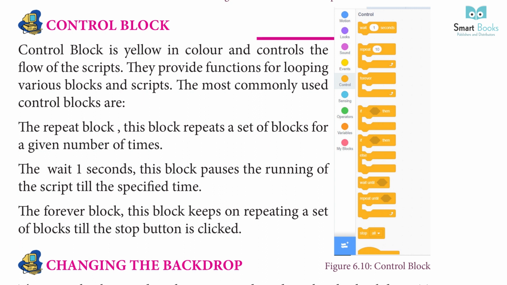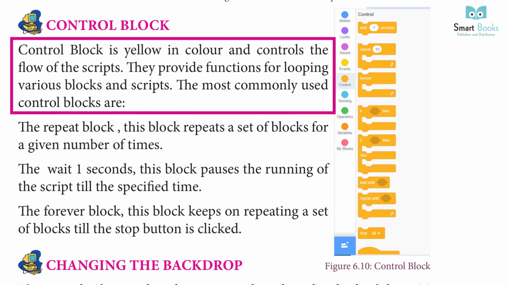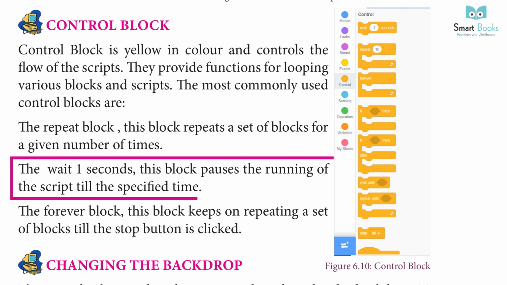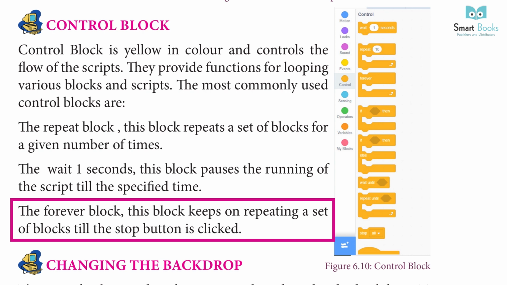Control block. Control block is yellow in color and controls the flow of the script. They provide functions for looping various blocks in scripts. The most commonly used control blocks are the Repeat block. This block repeats a set of blocks for a given number of times. The Wait 1 Second block pauses the running of the script till the specified time. The Forever block keeps on repeating a set of blocks till the stop button is clicked.